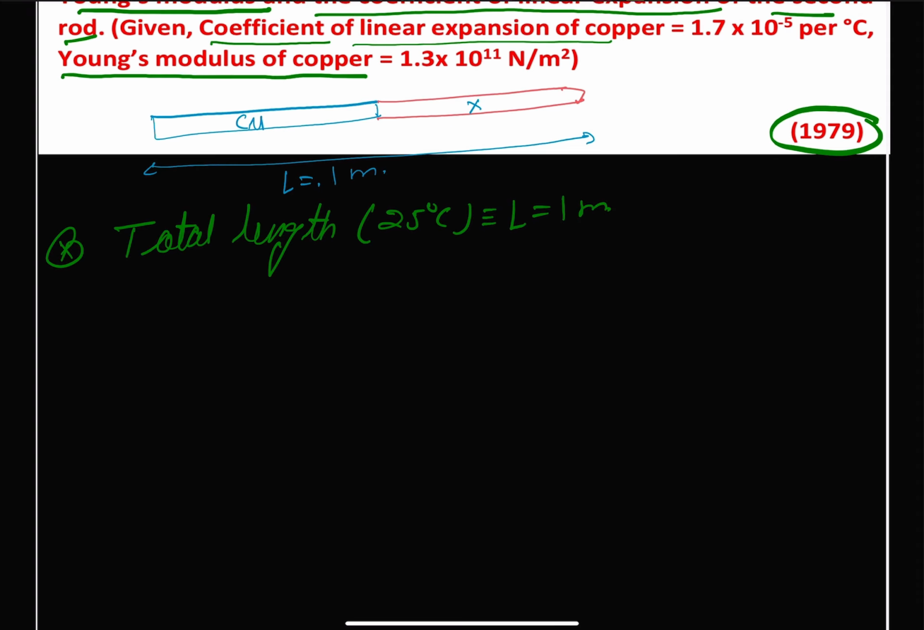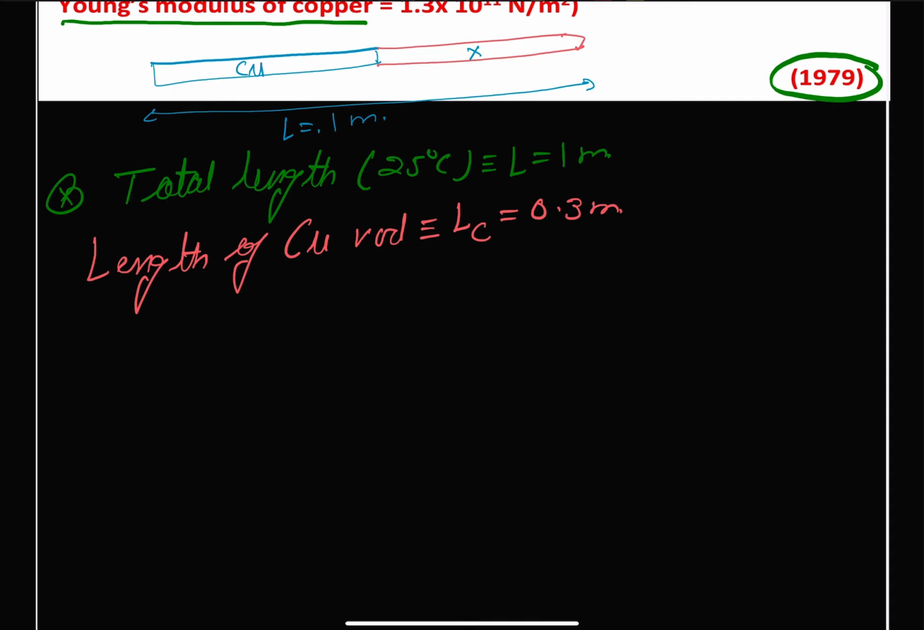And at this particular temperature, the length of the copper rod, let us call this as LC, is equal to 0.3 meter, and obviously the length of the second rod, which we denote as X, we can say the length of the second rod, L of X, is equal to 0.7, because total is our 1 meter, so this comes as 0.7 meters.